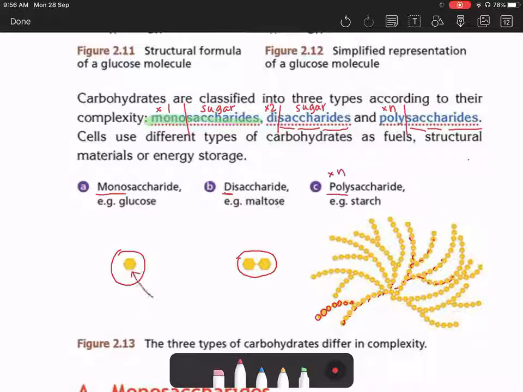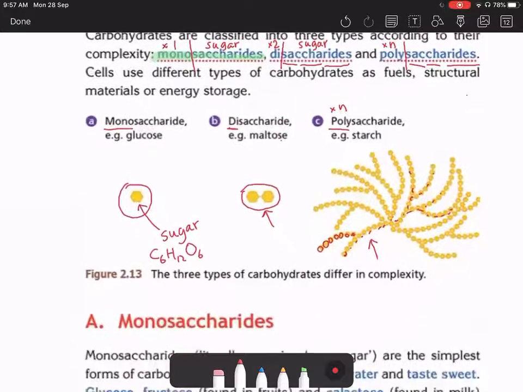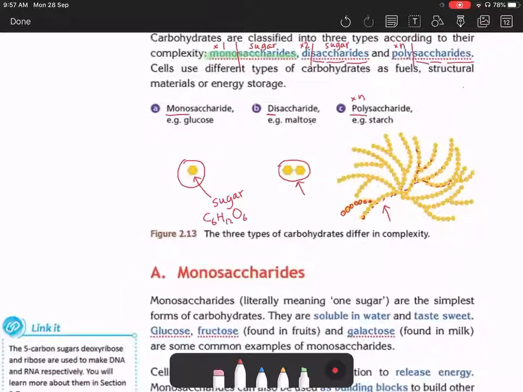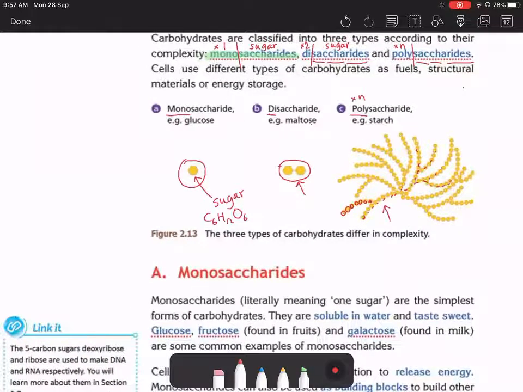Now, each one is a sugar. For example, C6H12O6, okay? Each one is a sugar. And then this one, 2 sugars linked together. And this one, many, many linked together. Okay. Now next, you have to understand their features, their characteristics, and how to test for them.